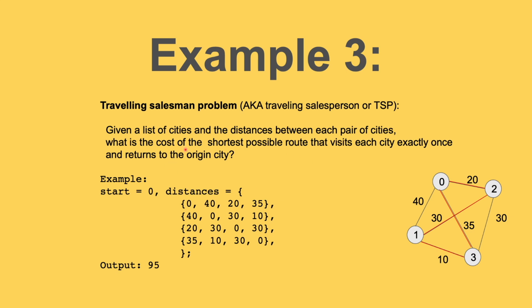And for simplicity, we assume the problem also tells us what city to start from, so we have to start from the given city and then cover each city exactly once, and then go back to that starting city. The graph information is given in the form of a two-dimensional matrix, where each element at position i and j corresponds to the distance between city i and j.